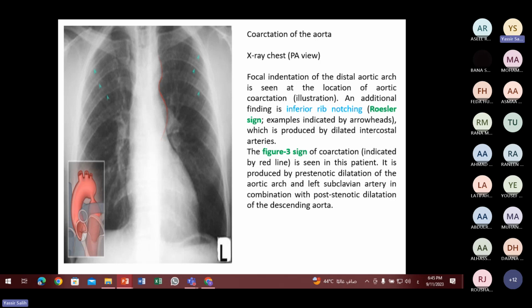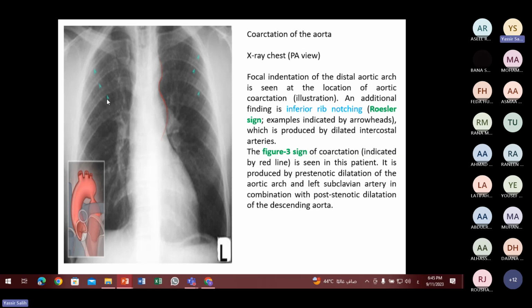Now, with long-standing obstruction or stenosis of the aorta, which is coarctation of the aorta, we get rib notching, inferior rib notching. Rib notching means there is erosion of the inferior border of the ribs.